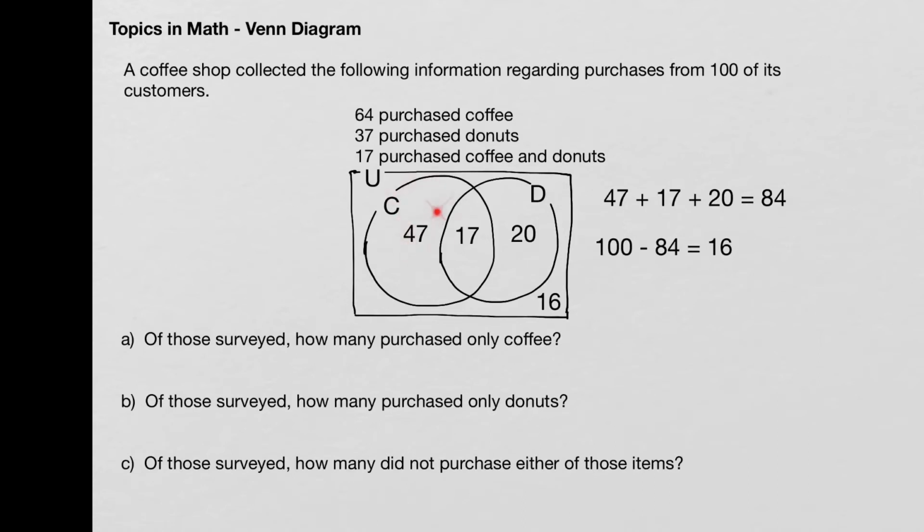So only coffee means no donuts, and that's the 47 people that we have right here. Next, we want to figure out how many purchased only donuts. So that's the 20 people who purchased donuts but no coffee. So we've got 20 for that. And then finally it asks, of those surveyed, how many did not purchase either of those items? And that's the 16 people we have out here. And that is how you solve that problem.